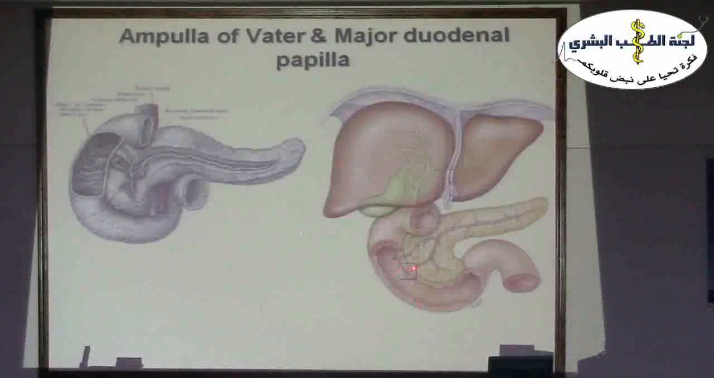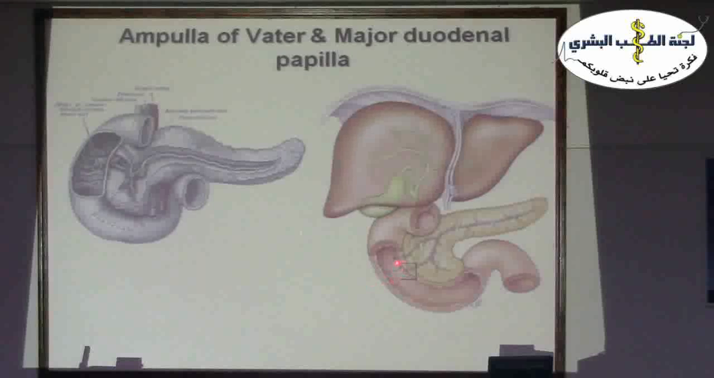The ampulla of Vater now, where does it open? As you see, in the second part of duodenum. Okay? As it opens, the ampulla of Vater, which contains the bile and the pancreatic secretion, into the second part of duodenum, it will form a small, finger-like projection in the wall of duodenum. So this projection we would call it major duodenal papilla. Remember, papilla is a finger-like projection. So ampulla of Vater opens into the major duodenal papilla.